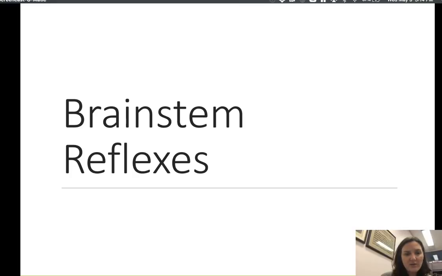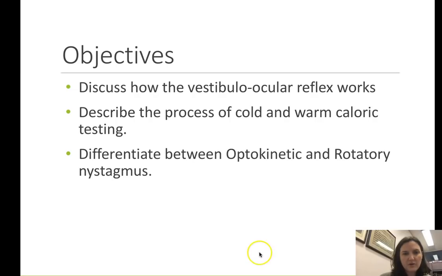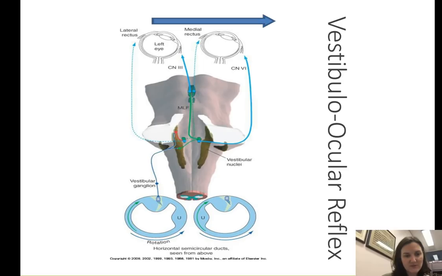So the objectives are to discuss how the vestibulo-ocular reflex works, to describe the process of using cold and warm caloric testing, and to differentiate between optokinetic and rotatory nystagmus.